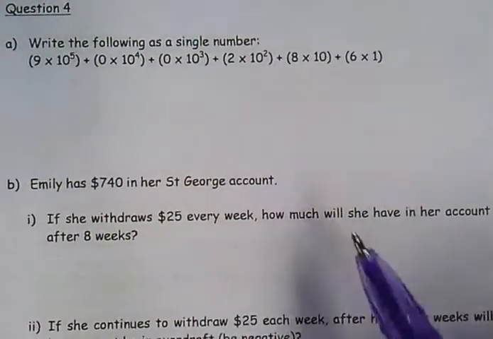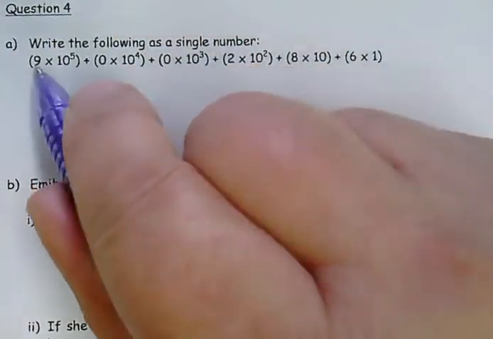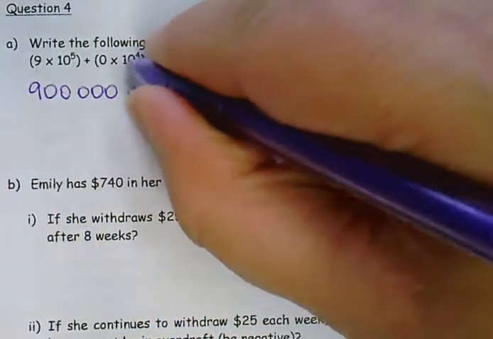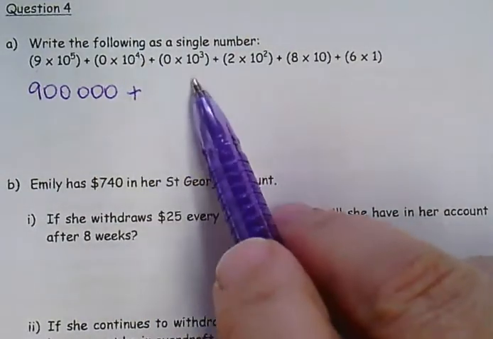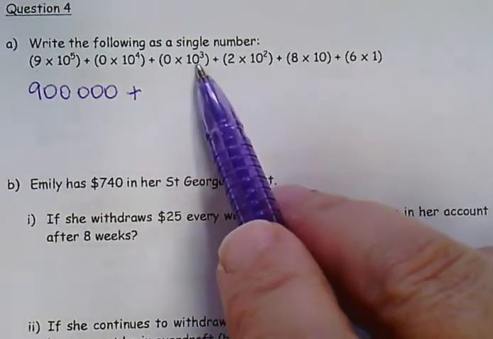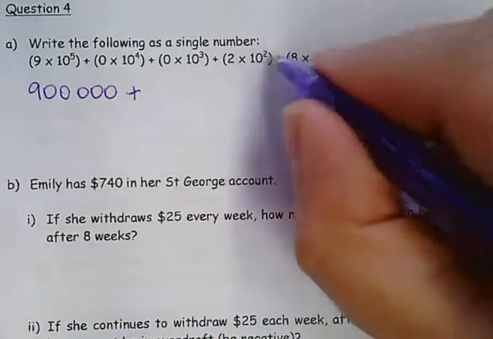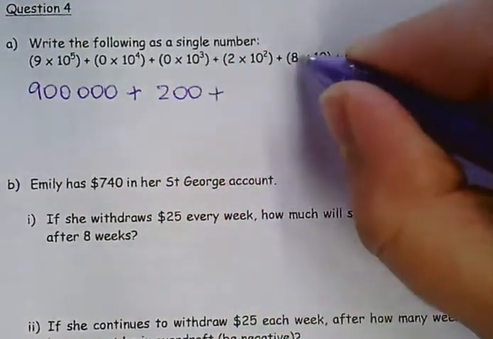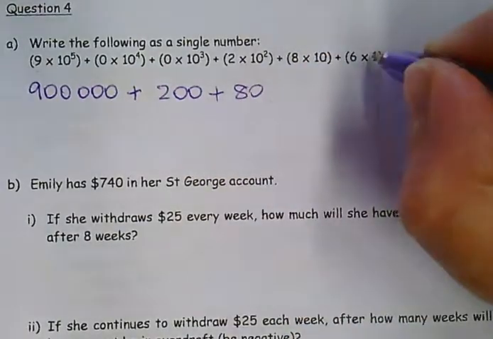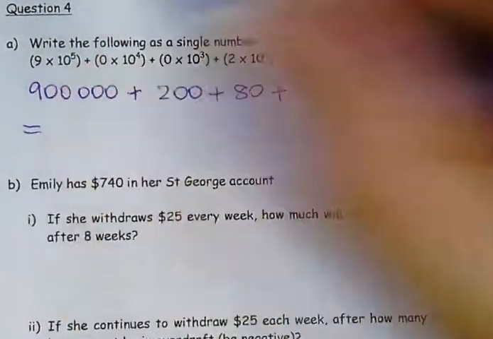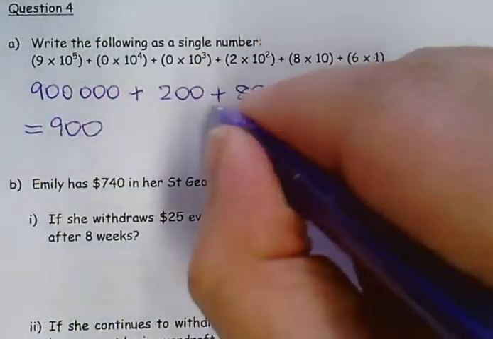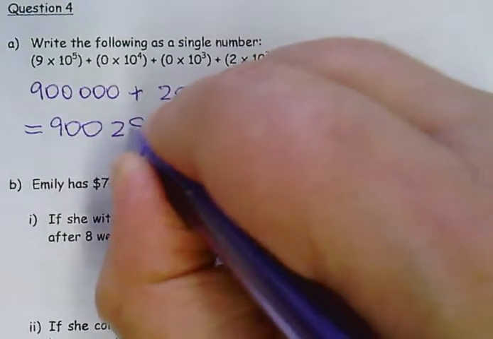Question 4 is to write the following as a single number. So this is 9 times 10 to the power of 5, that's 900,000. Plus, I have no 10,000s. I have no thousands, but I have 200s. 10 squared is 100, so it's plus 200. I have 8 tens, which is 80, and I have 6 units. So this will be 900,000 and 286. Okay?